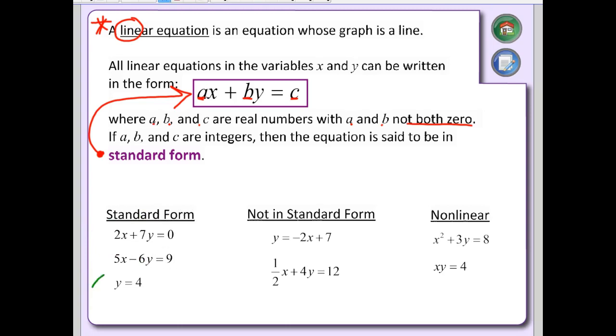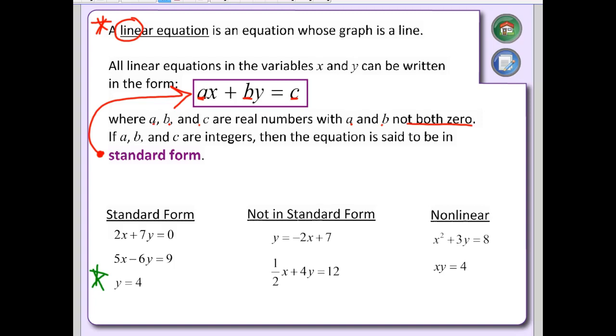Let's look here, okay? y equals 4. Is that in standard form? Well, we're going to find out it is. Who's missing? That's right, x is missing. So if x is missing, that means that a must have been 0.